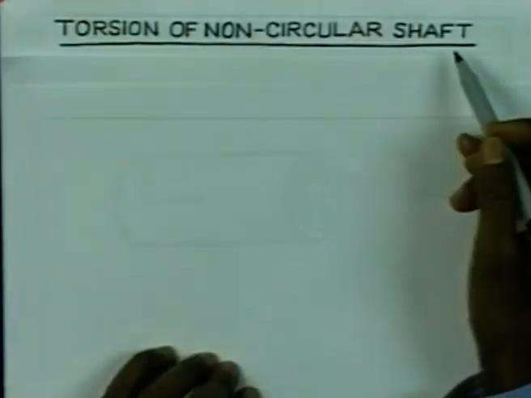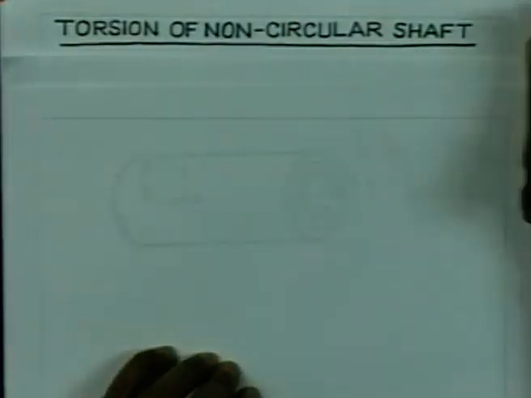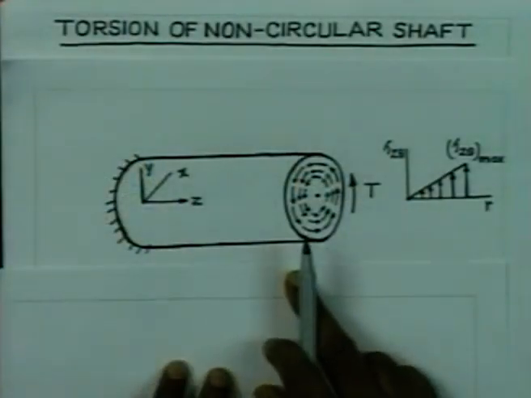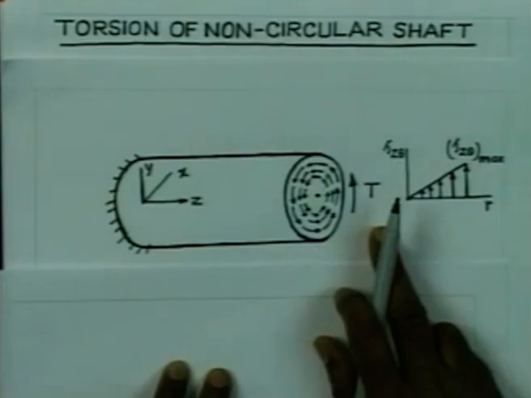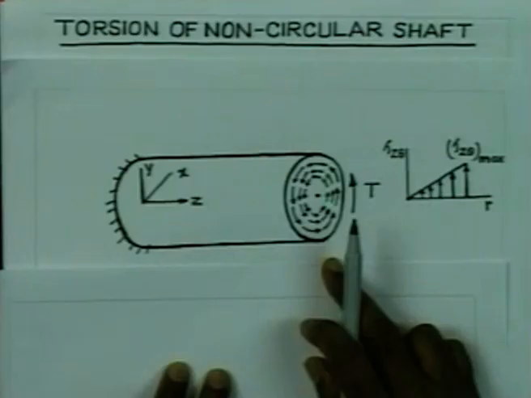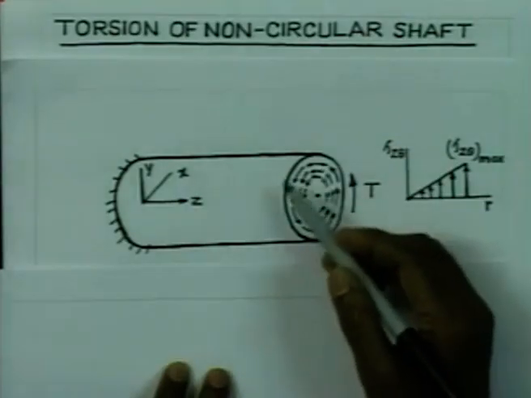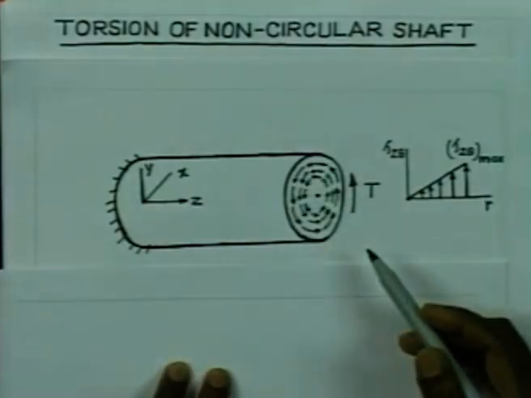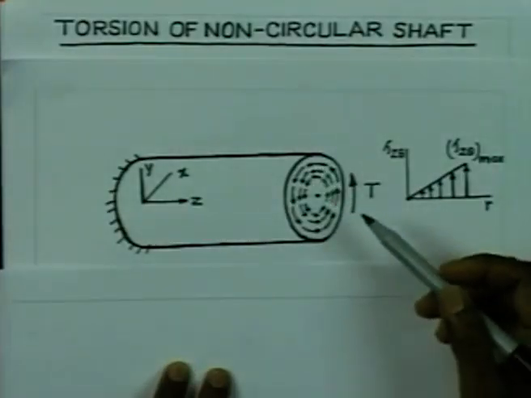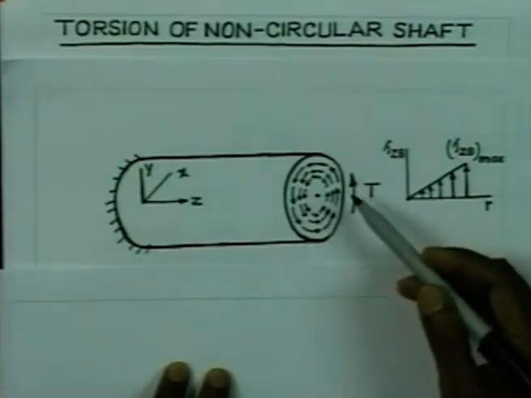Today we are going to study torsion of non-circular shaft. You have already studied torsion of circular shaft, where you have seen when a circular shaft is subjected to twist, the shaft of uniform cross section will undergo deformation, and a typical cross section of the shaft will give rise to shear stresses, which are going to be distributed like this.